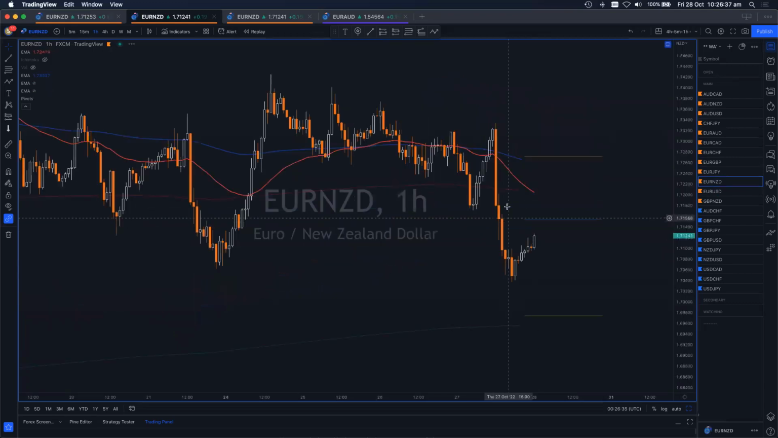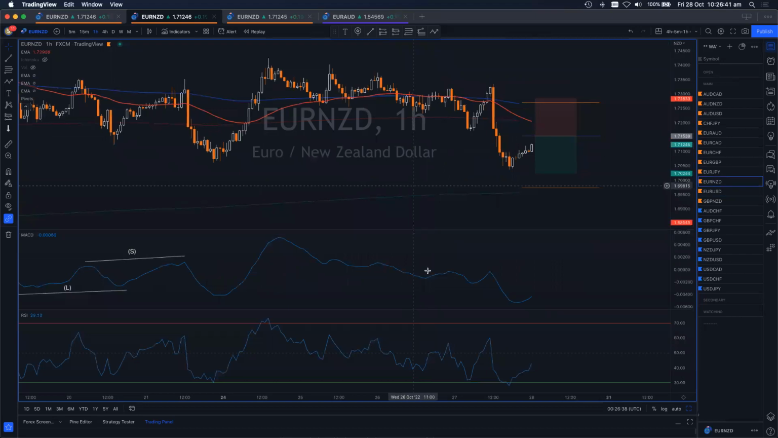Right, so Euro Kiwi as a pip snatcher, anything to discount it. We're getting lower lows on the MACD. Nothing to say that's an issue. Any trend lines we have will be way above the RSI. So yeah, nothing there. That still looks okay.